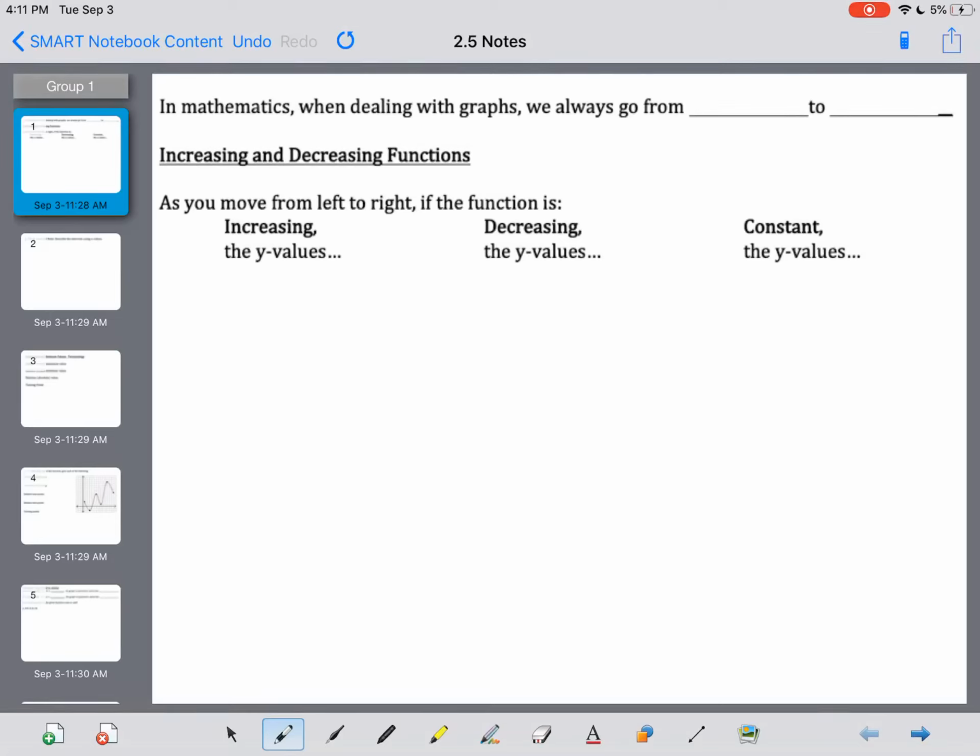All right, let's take a look at some properties of functions. In math, when we're looking at a graph, we always look at that graph from left to right. I mean, we know that. We've dealt with graphs enough before. So as we're moving from left to right, if the function is increasing, the y values are rising, they're increasing.